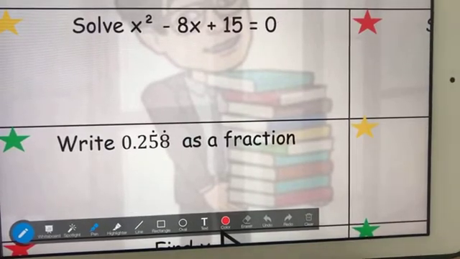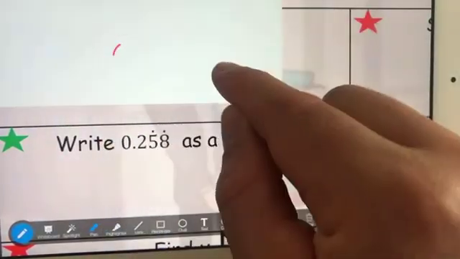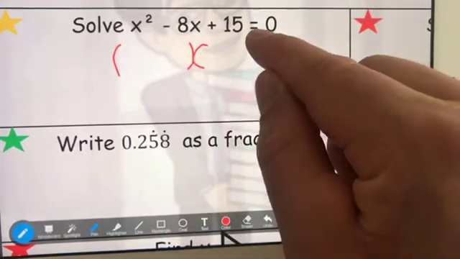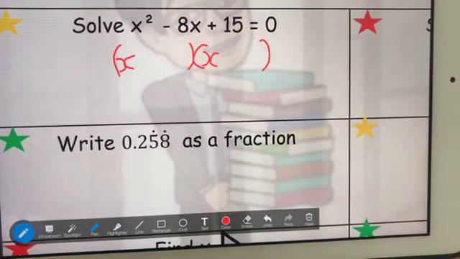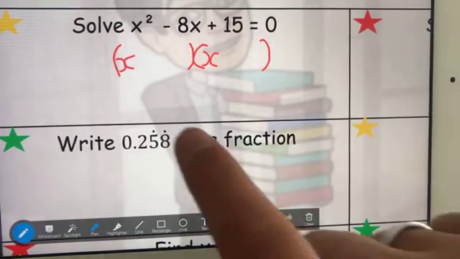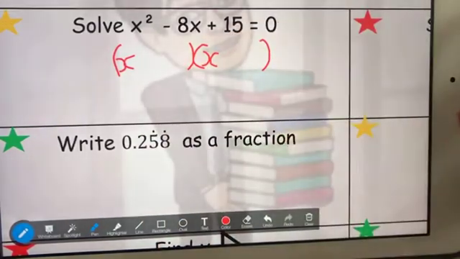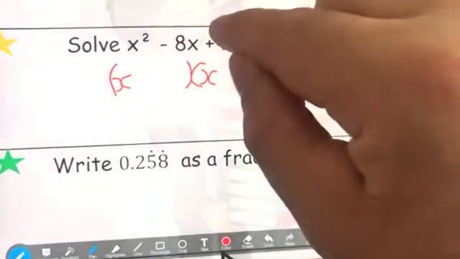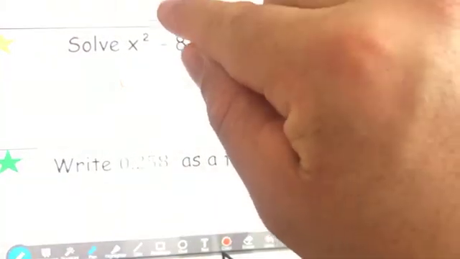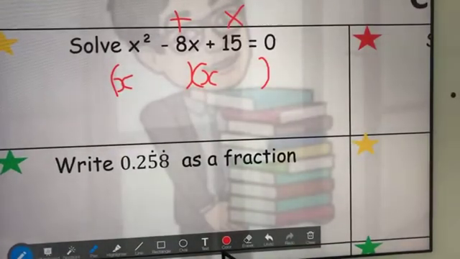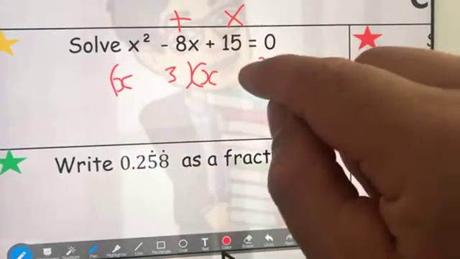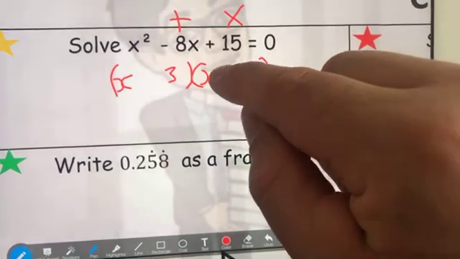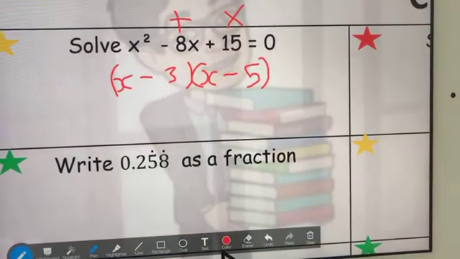Factorising and solving quadratics like this, you're putting it back into a double bracket. I've got an x on the left and an x on the right. When you're doing that, I've got to look for two numbers. They've got to multiply to make positive 15 and add to make negative 8. Two numbers that come to mind for me, 3 and 5. And if they're both negative, they'll give you a positive 15 and a negative 8.